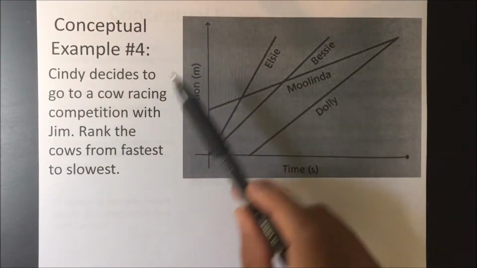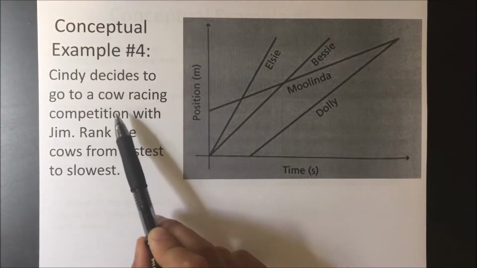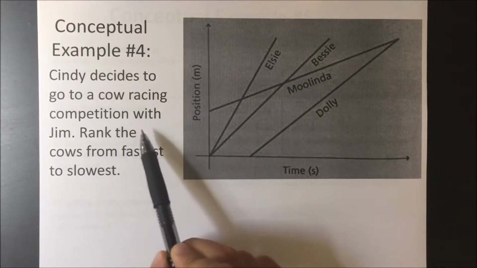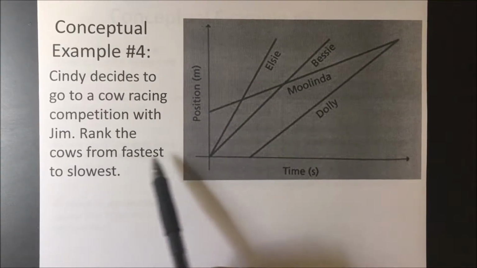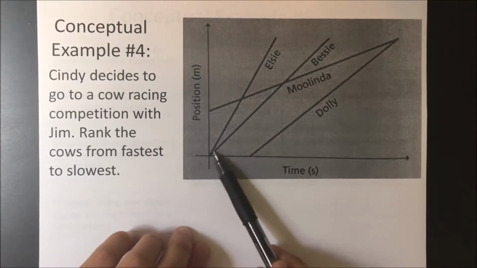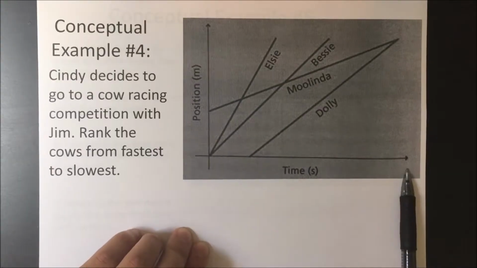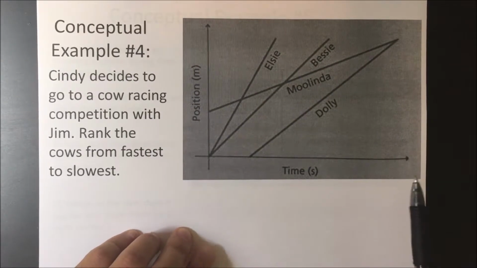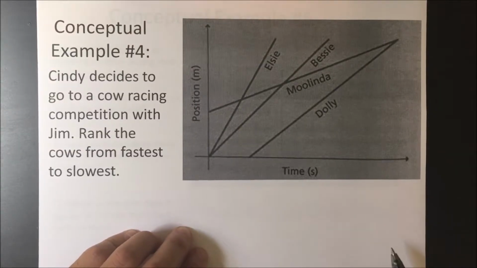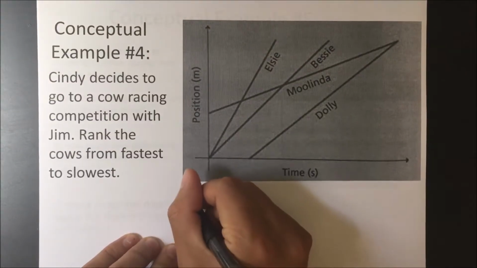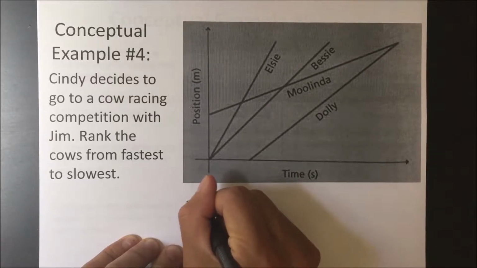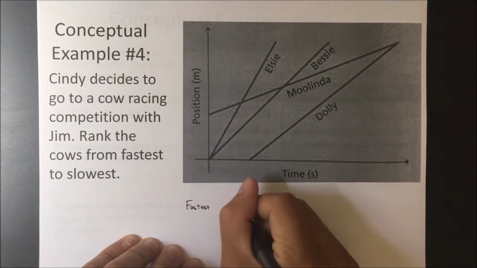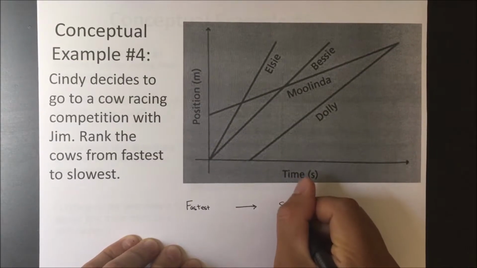Okay, conceptual example number 4. Cindy decides to go to a cow racing competition with Jim. Rank the cows from fastest to slowest. So we see this is a position over time graph, and we have these 4 cows here. And we want to know which ones are the fastest and which ones are the slowest. Fastest to slowest.